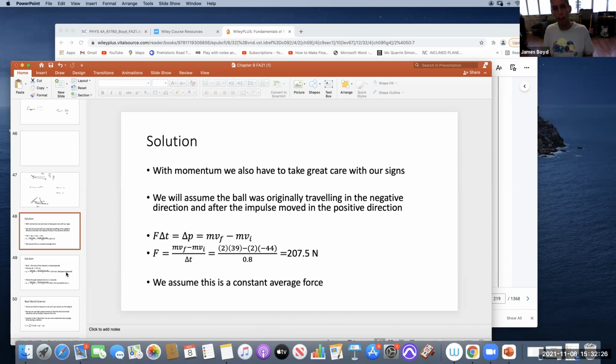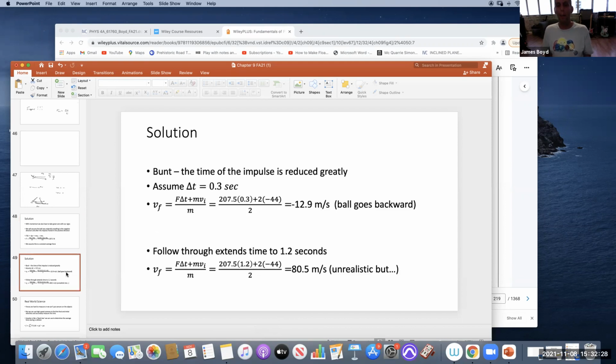Let's talk about this a little bit more. Now, you may not know what a bunt is, but in a bunt, when you're playing in baseball, instead of swinging, you'll hold the bat steady and kind of have the ball bounce off it. What that means is the time of contact is really very much reduced. So if it were reduced to 0.3 seconds, what is the final velocity?